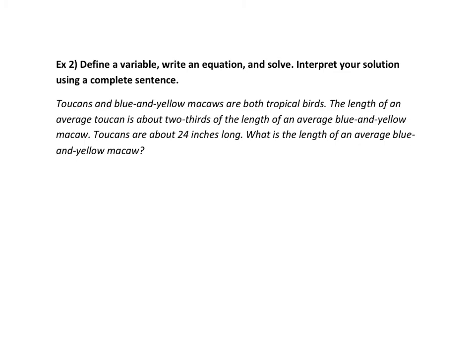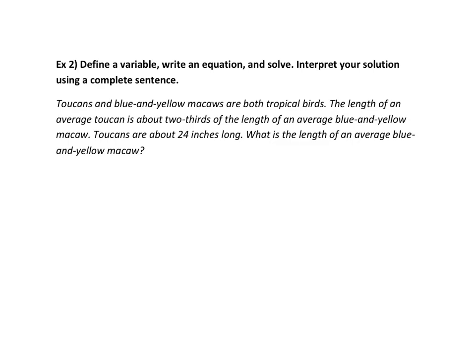Okay, on this, it's a word problem. It says define a variable, write an equation, solve, and then we're going to interpret your solution using a complete sentence. In other words, take your final answer and you have to write out a complete sentence about what it kind of means. Okay, so this one, toucans and blue and yellow macaws are both tropical birds. The length of an average toucan is about 2/3 the length of an average blue and yellow macaw. Toucans are about 24 inches long. What is the length of an average blue and yellow macaw?